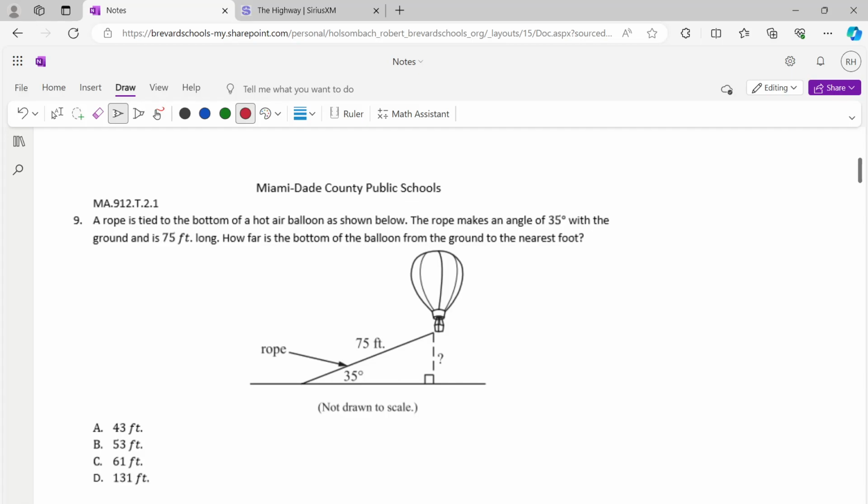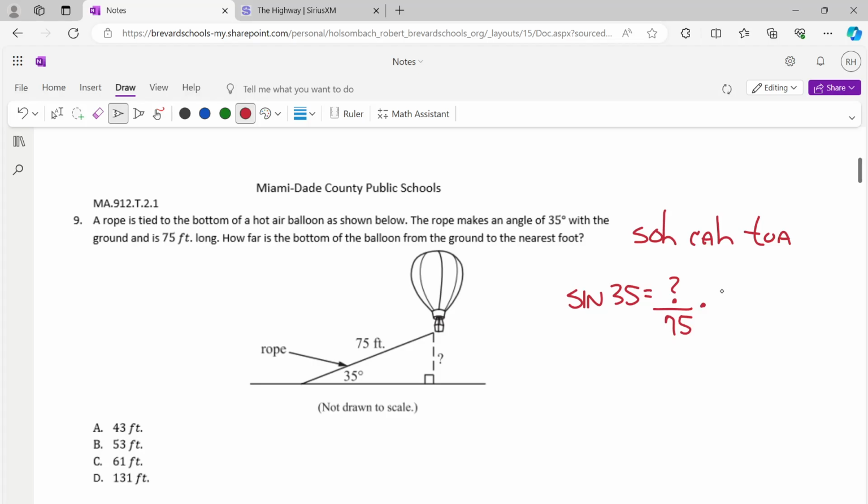All right, problem number 9. We've got a rope is tied to the bottom of a hot air balloon as shown below. The rope makes an angle 35 degrees with the ground and is 75 feet long. How far is the bottom of the balloon from the ground to the nearest foot? Okay, so we've got an angle. We're looking for the opposite side, and we have the hypotenuse. Opposite and hypotenuse is sine, so sine 35 equals the opposite side, which is the question mark, over the hypotenuse, which is 75.